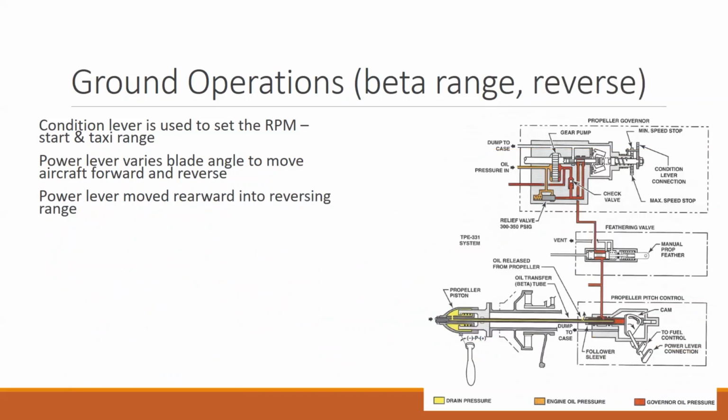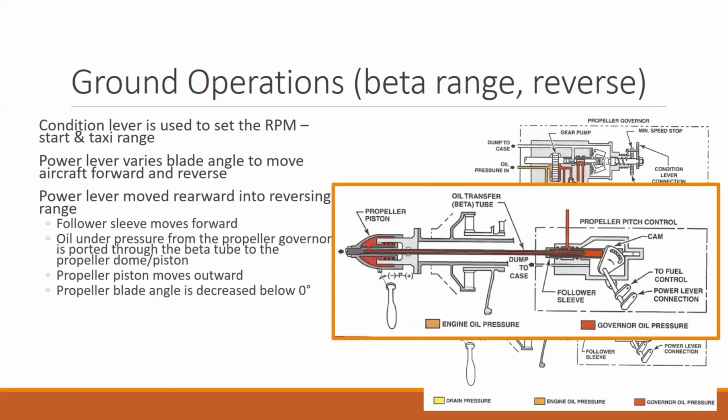If we continue to move the throttle lever, the power lever, back, we started in neutral, moved our power lever forward, now we've moved it back towards idle, and now we're moving it back into reverse. It's going to push that follower sleeve even further forward, even further to the left here. And that reopens that pressure port to allow oil to go to the dome. Even more pressure goes into the dome, and the dome travels even further forward.